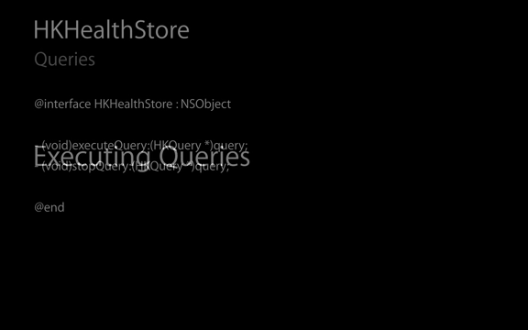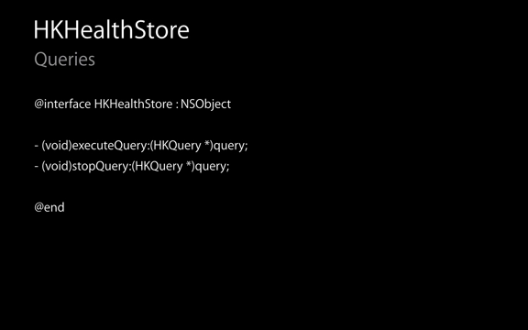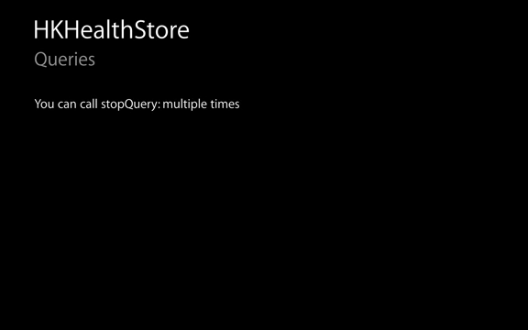So I've shown you a few different queries and some situations that they're useful in, but we haven't talked about how to actually run your queries. This is done using 2 methods on HKHealthStore: execute query and stop query. Execute query tells a query to begin running. At any point in time, you can call stop query, which will kill your query and prevent any callbacks that haven't happened yet. You can call stop query as many times as you want.